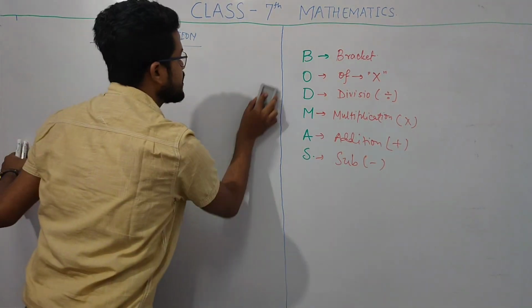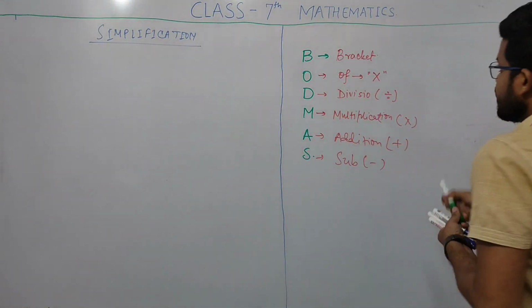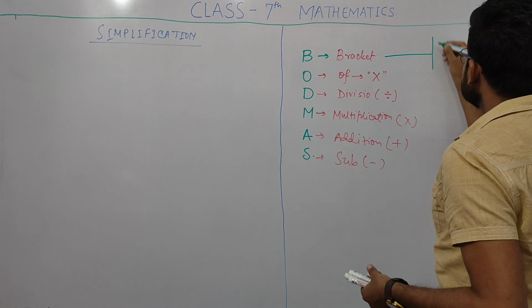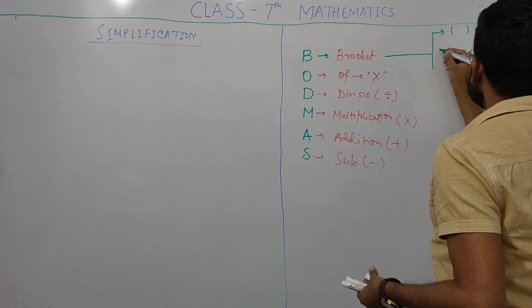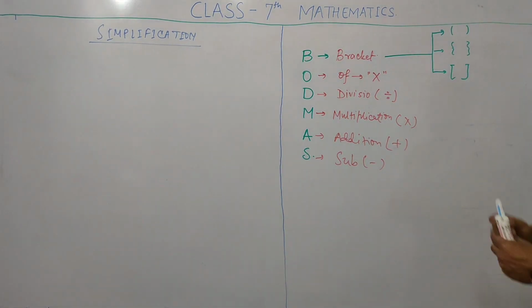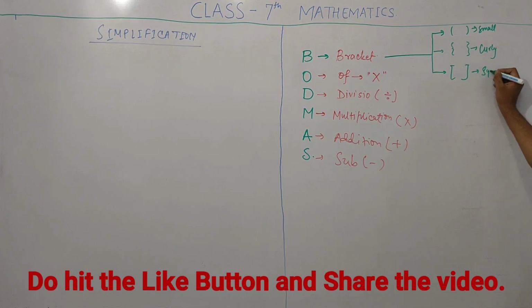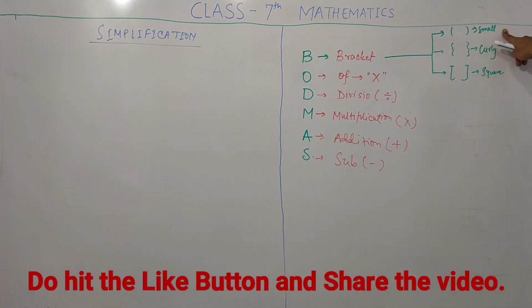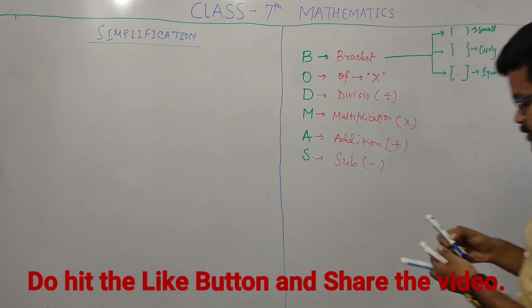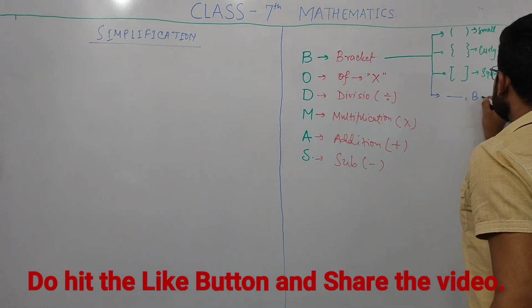Before taking an example, I want to say something: there are three types of brackets. This is the small bracket, this is the curly bracket, and this is the square bracket. And there is one more sign also used. This is called the bar.